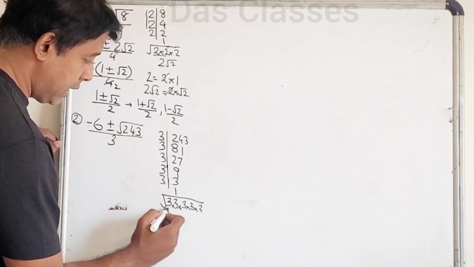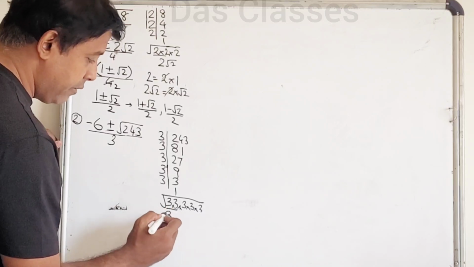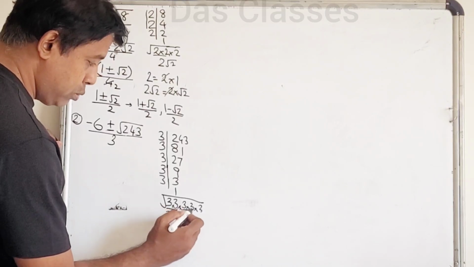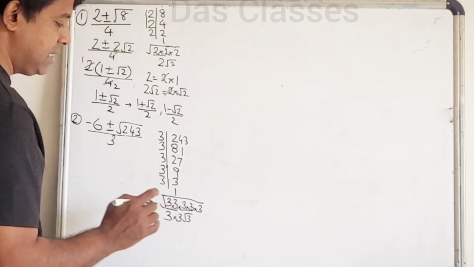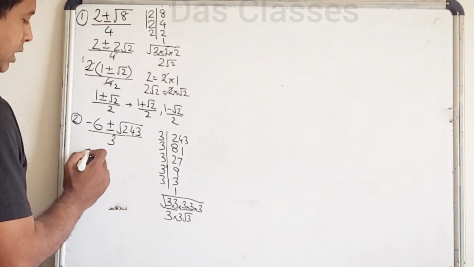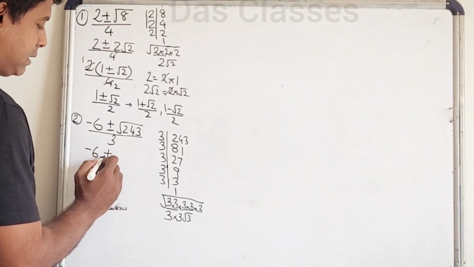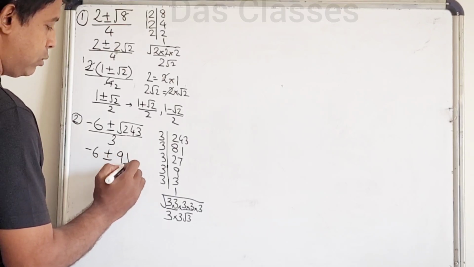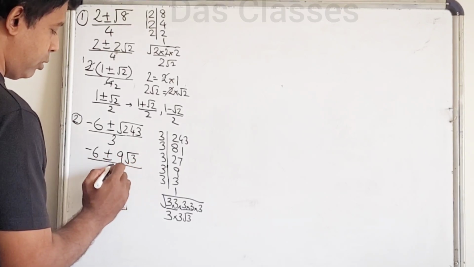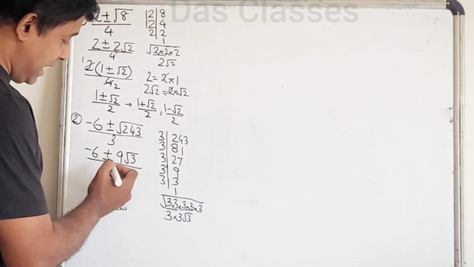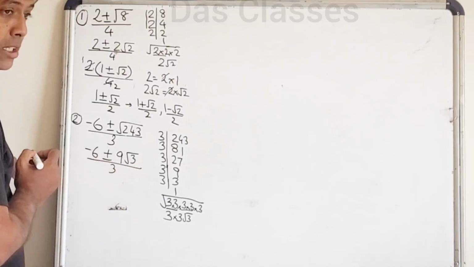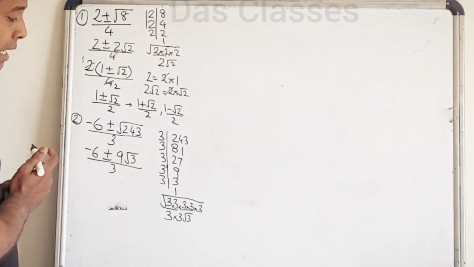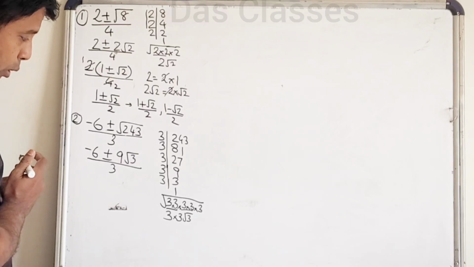We are taking the square root. So these two 3s will be one pair, these two 3s will be another pair, and this one does not have a pair, so it will stay inside. So the answer is 9√3. This can be written as (−6 ± 9√3)/3. You don't cancel directly this and this, or this and this, because there's a plus-minus. First, if anything can be taken out common, we need to take it out common.